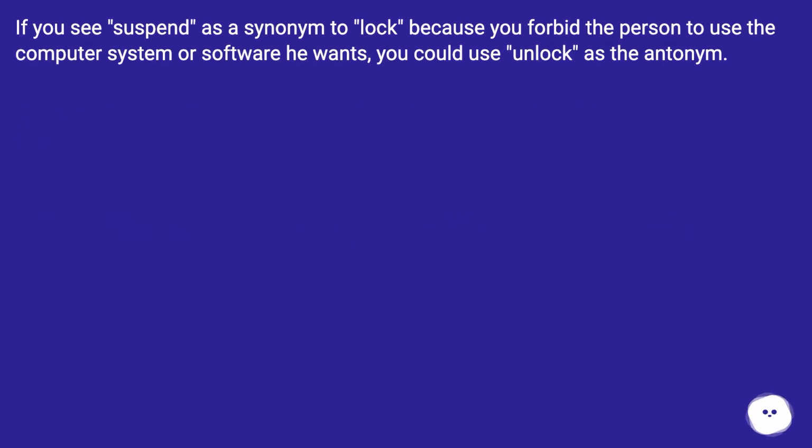If you see suspend as a synonym to block because you forbid the person to use the computer system or software he wants, you could use unlock as the antonym.